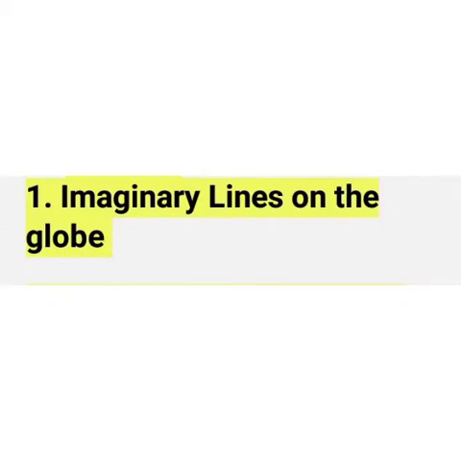First point, these are imaginary lines drawn on the globe by geographers. These are not actual lines on the earth. For what? To locate the exact position of a place on the earth. For example, the Taj Mahal should be at the same location for everyone irrespective of their own locations.